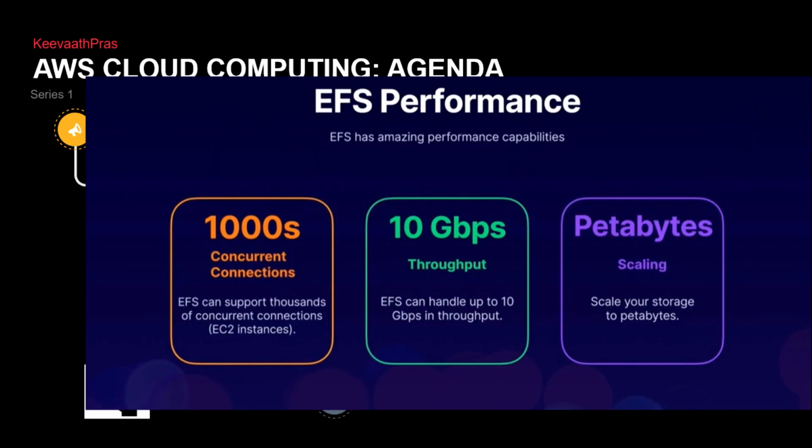All right, so the EFS performance is thousands of concurrent connections. It can actually support thousands of concurrent connections. Imagine, when you have 2 or 3 persons connecting, it will slow down, right? But here it is thousands. It is 10 Gbps throughput, and it is petabyte scaling.